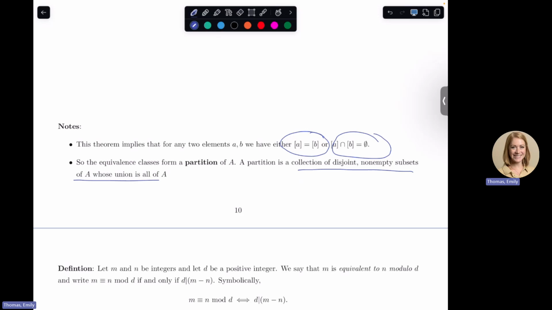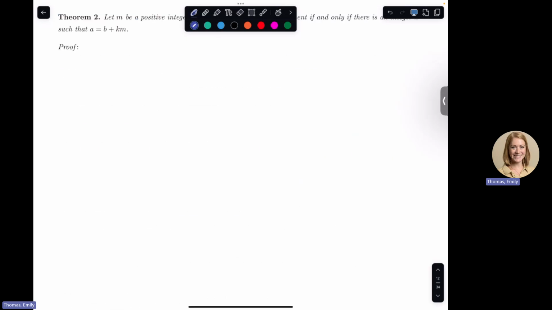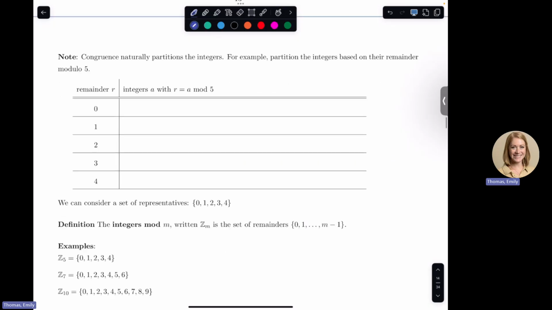To get a feel for that, we're going to skip ahead a couple of pages. We'll come back to this in a minute, but we're going to skip ahead a little. Page 14.